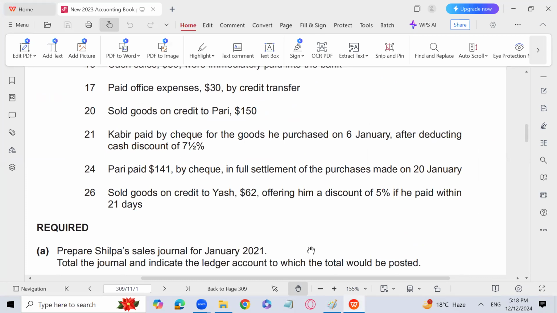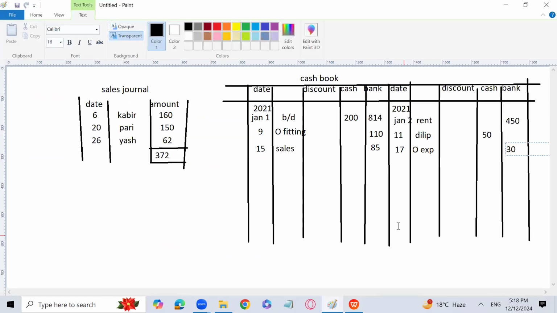Then Kabir paid by check for the goods he purchased on 6th January after deducting cash discount of 7.5%. Kabir was our trade receivable. We have sold the goods to Kabir first of an amount of 160. Now he is making the payment. So bank is going to be debited. Then discount allowed is going to be debited. And Kabir is going to be credited by how much? By 160, because he is making the payment.